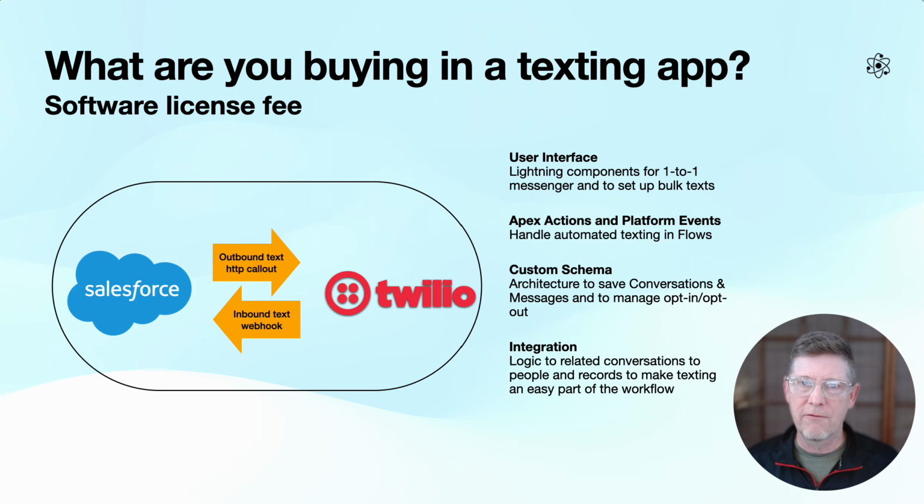You're also paying for Apex actions and platform events that handle automated actions so that you can send and receive and handle texts that are inbound in flows. There's custom schema that allows you to save those conversations and messages on Salesforce. And there's integration. That's all of the logic that allows the app to take an inbound text and figure out, who is this from? What is this for? Is it attached to a conversation? Who should I notify about this?